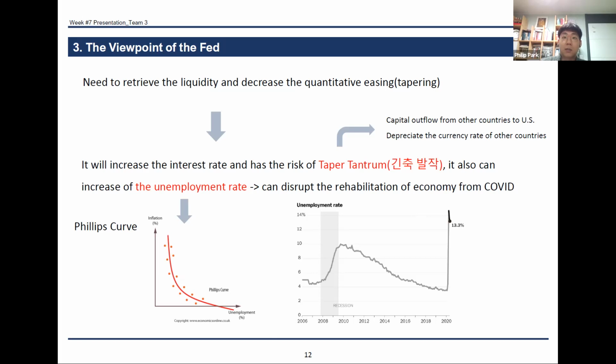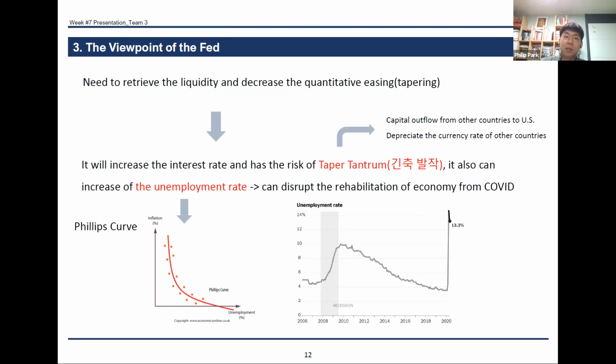To decrease the liquidity, the Fed should increase the interest rate to make people put money into the bank. But it has the risk of a taper tantrum, 긴축발작 in Korean, which means the shock to the financial markets of other countries caused by the financial retrenchment policy of the US. It will cause capital outflow from other countries to the US since the interest rate of the US is high, and depreciate the currencies of those countries.